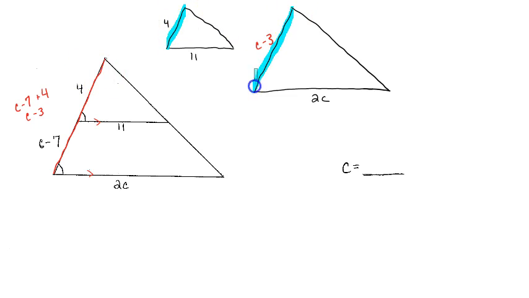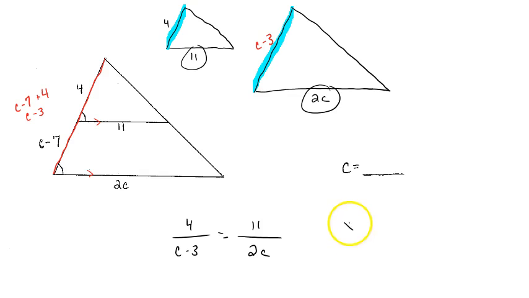4 corresponds to c minus 3, so I can set up 4 over c minus 3. 11 corresponds to 2c. 11 and 4 are in the same triangle, so 4 was my numerator, 11 is my numerator. Make sure you're consistent with which triangle is the numerator and which is the denominator. 2c is my denominator. Cross multiply here. 11 times c minus 3 equals 4 times 2c.